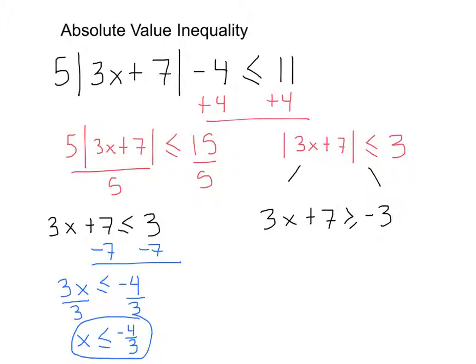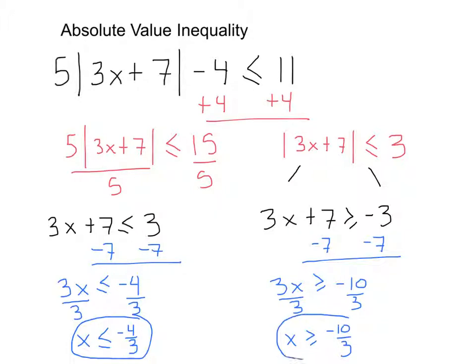Now let's come over here to the right. I'm also going to subtract 7 on both sides here. And so I have 3x is greater than or equal to -10. Then I'll divide by 3 on both sides. And so I've got x is greater than or equal to -10 over 3. -10 over 3 is also a repeating decimal, so I'm going to leave it as a fraction. Okay? Now those are my 2 answers.